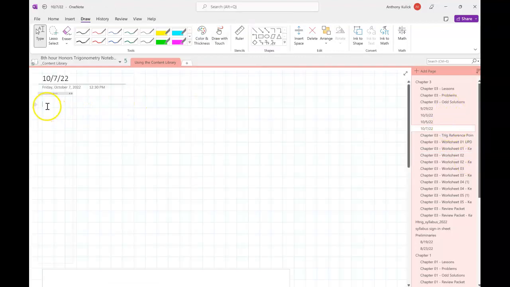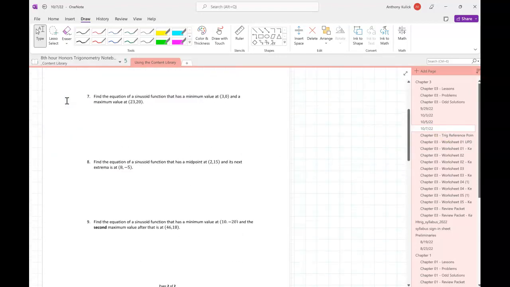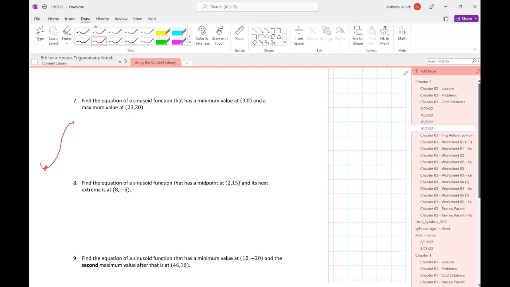All right, number 7 here. Says find the equation of the sinusoid that has a minimum value at 3,0 and a maximum value at 23,20. So if I take a drawing here, I have that. Okay with that? Agreed?